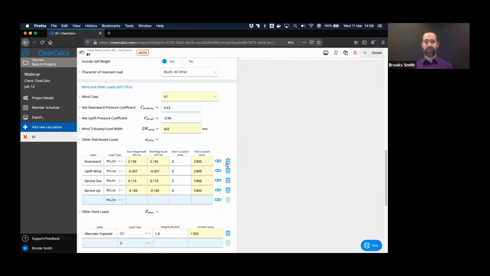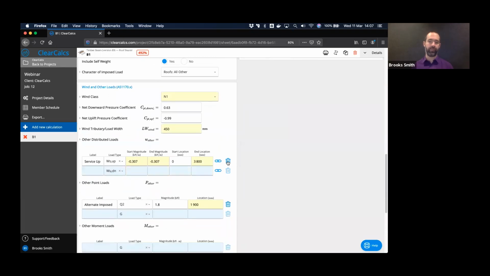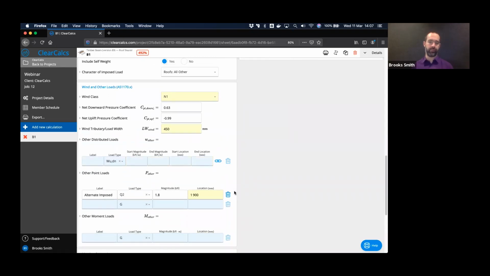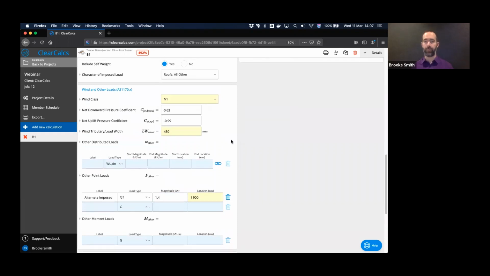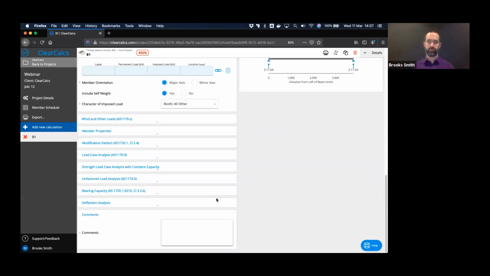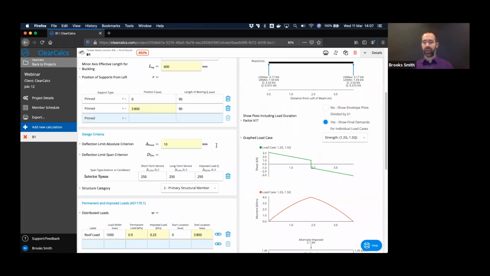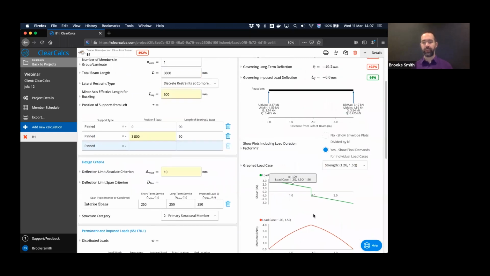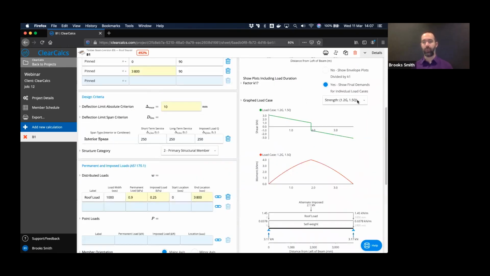Now, just to keep this a simple example, I'm going to remove my wind loads. I will keep the alternate imposed load, but I can change that to 1.4 kilonewtons, as you only need 1.2 for a roof. And now I can see my shears and moments plotted for the 1.2G and 1.5Q load case here.